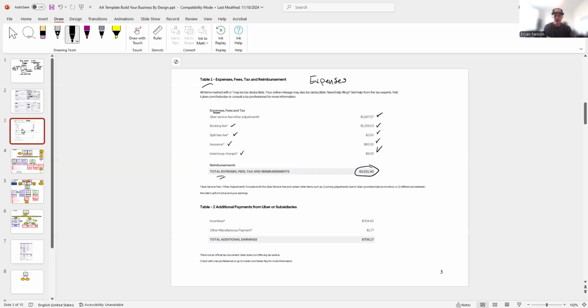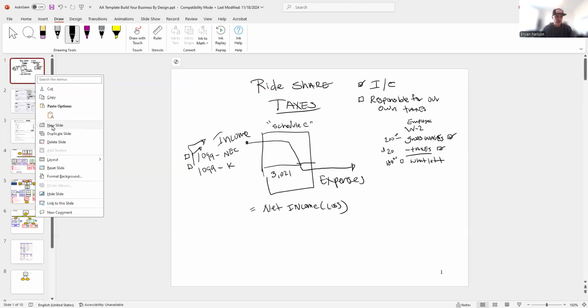But these forms are super important because they help give us what some of those expenses are. So that's $3,000. We don't want to forget those expenses. Okay. And then what we're going to do is we're just going to do another little whiteboard here. Let's do a new slide.